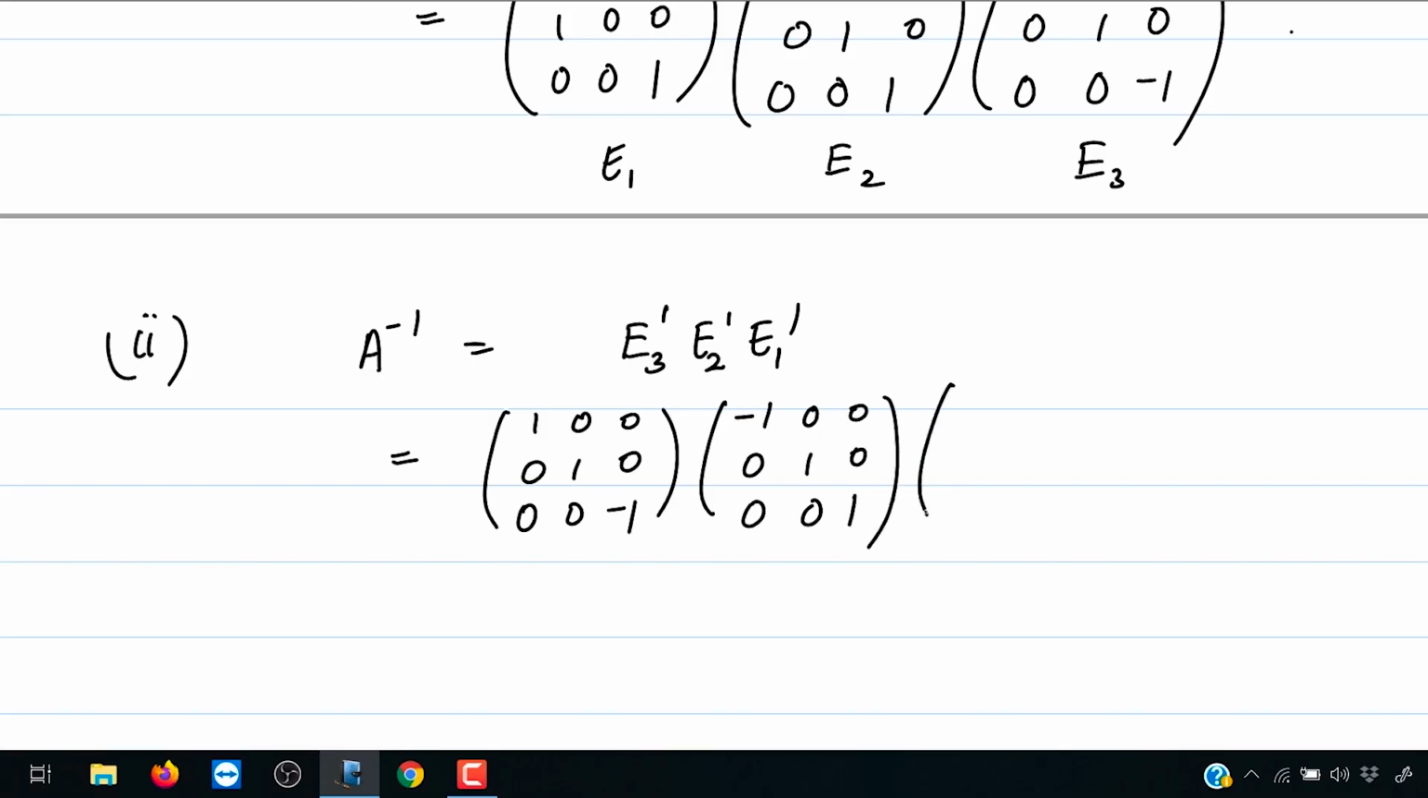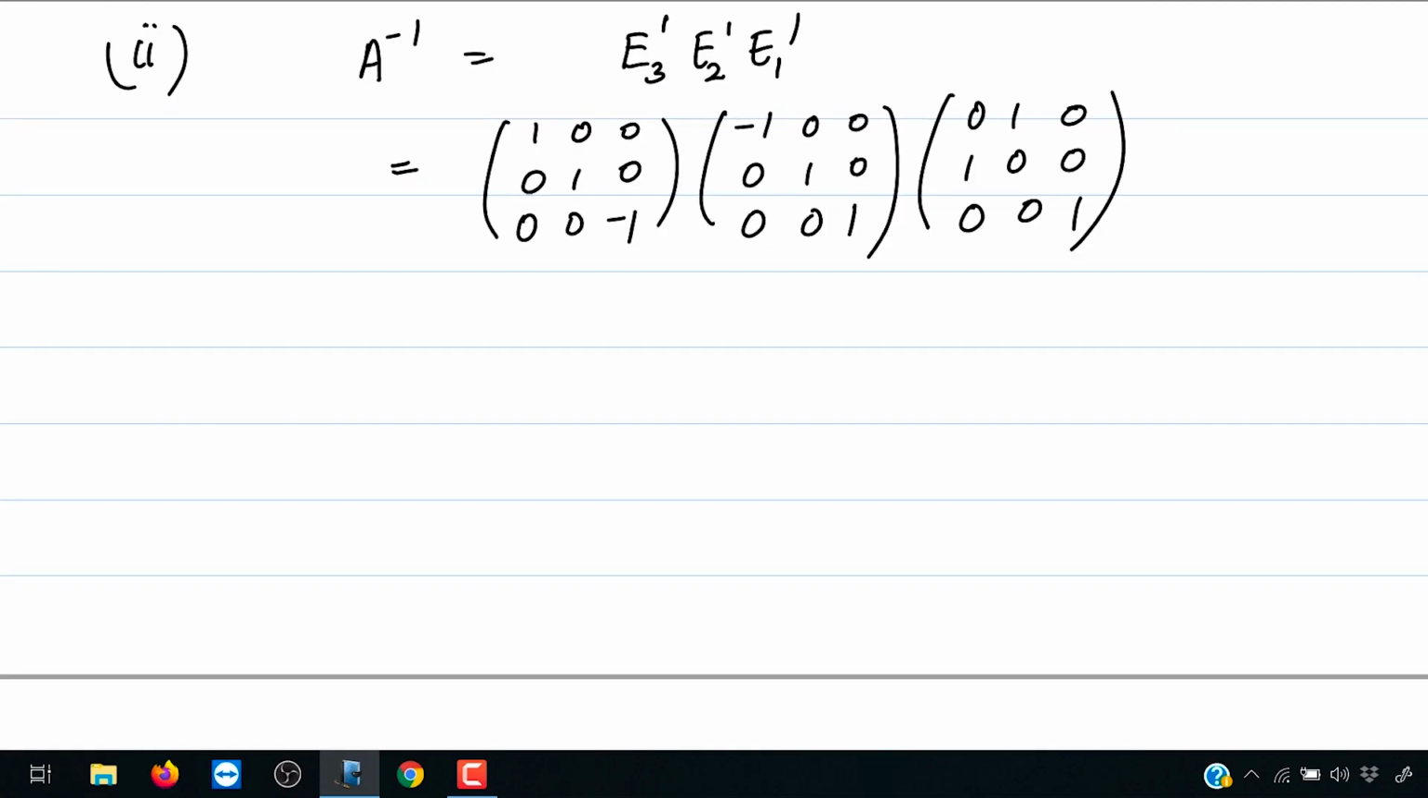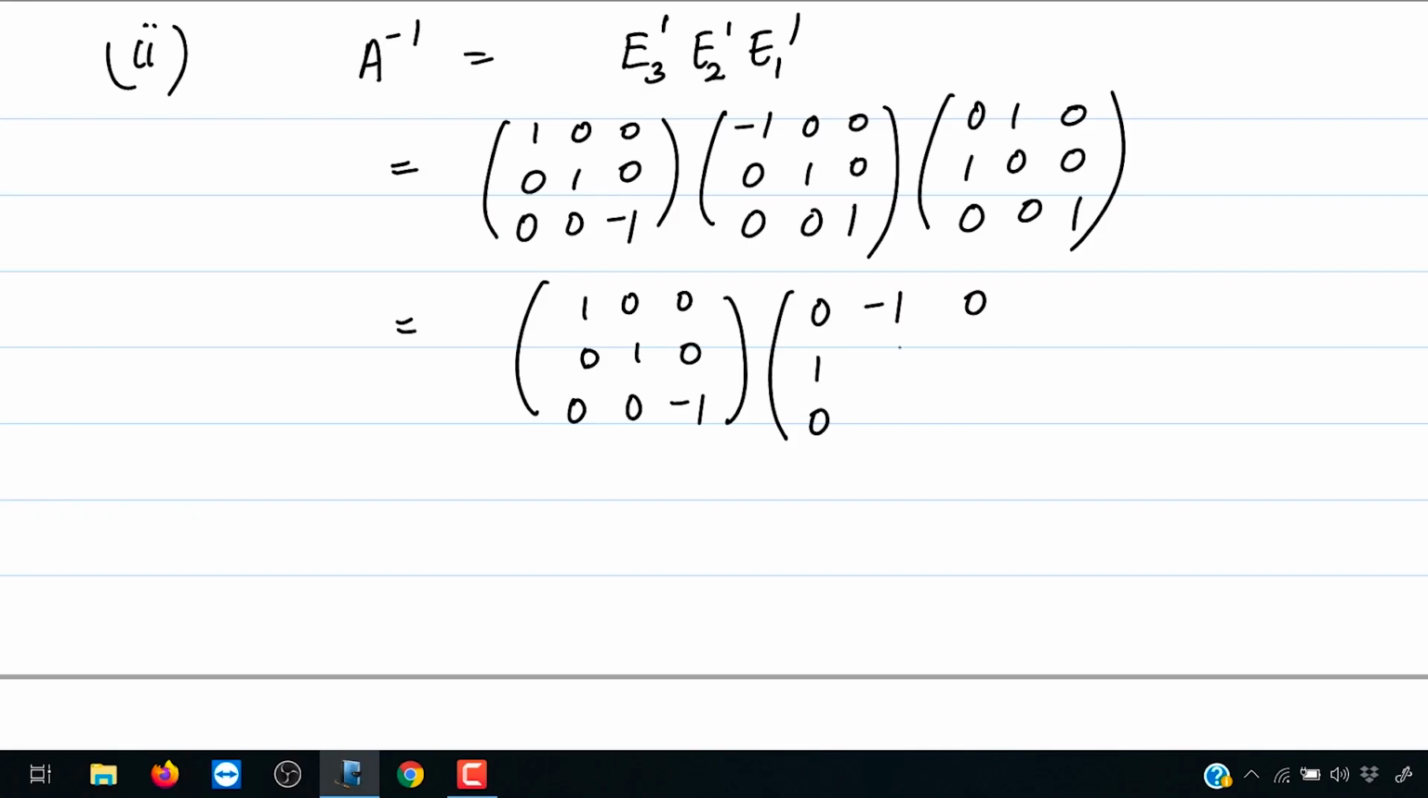And how about E1 prime? E1 prime was the one which exchanged the first and the second row. So this is going to be exactly this. When you multiply some elementary matrix from the right, it is just going to be a column operation. So this is just going to be 1 0 0, 0 1 0, 0 0 minus 1 times the first and the second column get interchanged. So the first column now will be this, second column will be this, the third column remains unchanged.